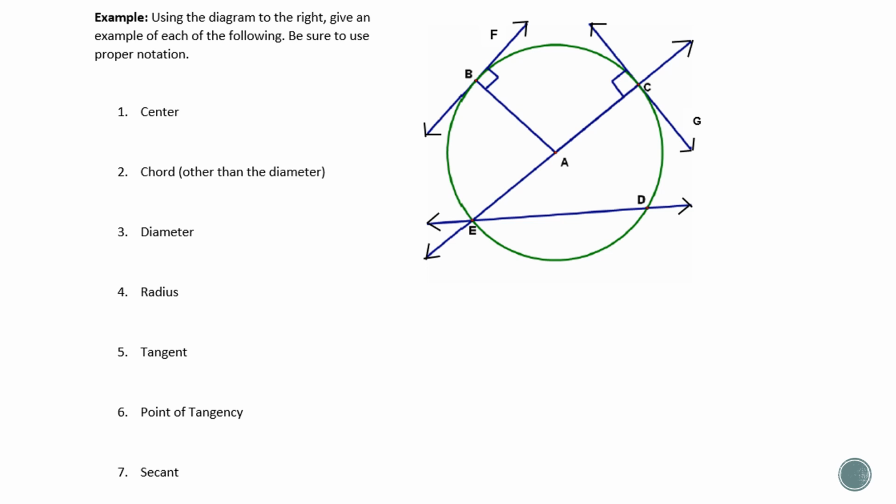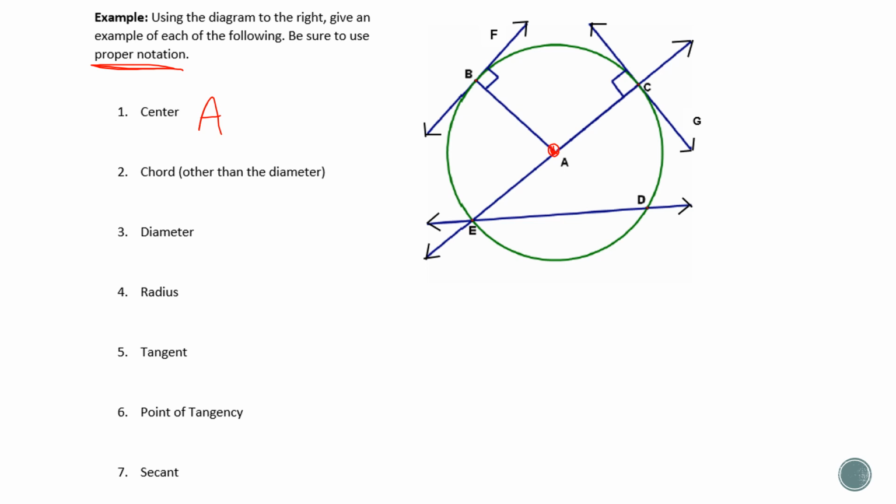So let's talk through this. Using this diagram to the right, give an example of each of the following. And then, super important, be sure to use proper notation. So make sure you put the arc symbol, the line symbol, or the segment symbol. So the center of our circle is going to be right there at point A. So you can just list A. That is perfectly acceptable. If you want to say the word point A, also fine.